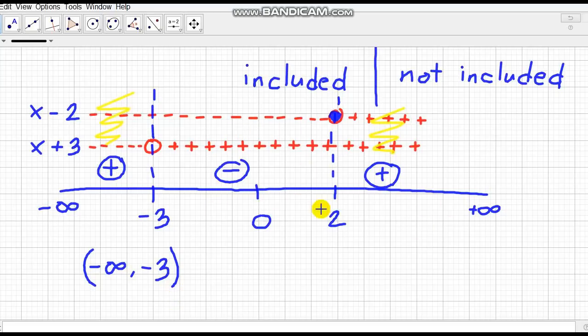Now, for the second region, it is 2 up to positive infinity. Infinity, let's put a parenthesis here. Infinities, by the way, always get a parenthesis. But for 2, it is included, so we put a bracket. And we combine the two sets together with a union. So that's how we solve a rational inequality.